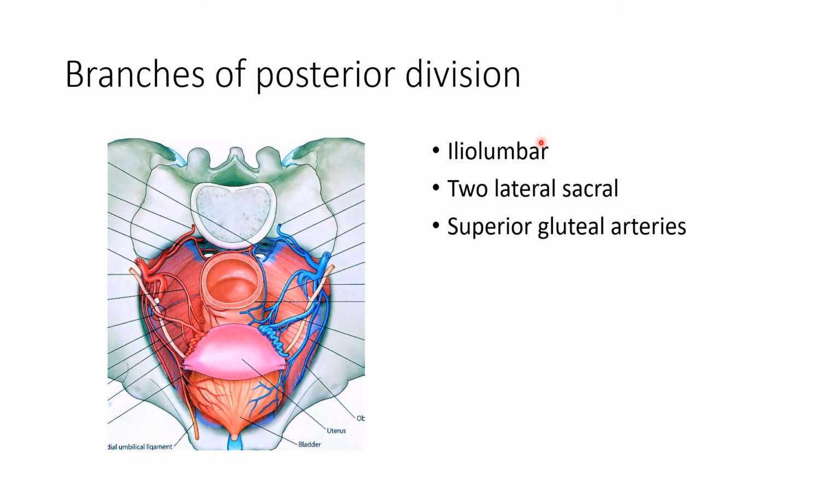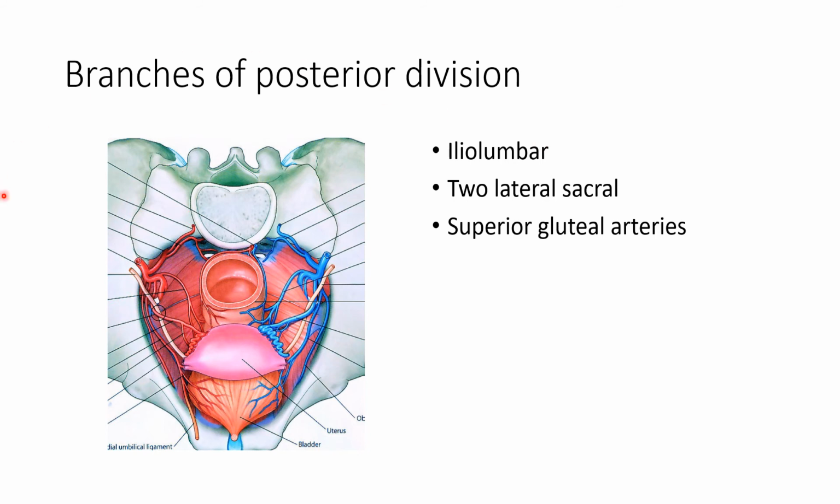Third one is the superior gluteal artery. The superior gluteal artery is the largest branch of the internal iliac artery. It passes backward between the lumbosacral trunk and the first sacral nerve. It leaves the pelvis through the greater sciatic foramen above the piriformis, and it supplies the gluteal region. This is the superior gluteal artery, the posterior division of the internal iliac artery.